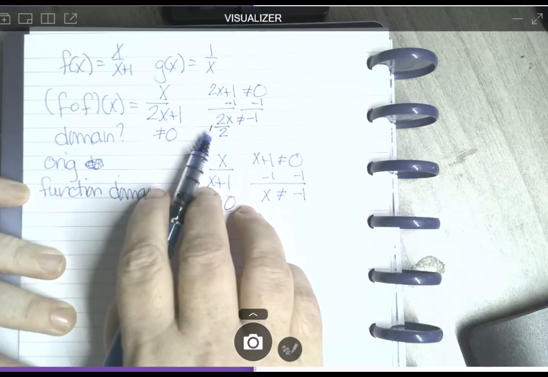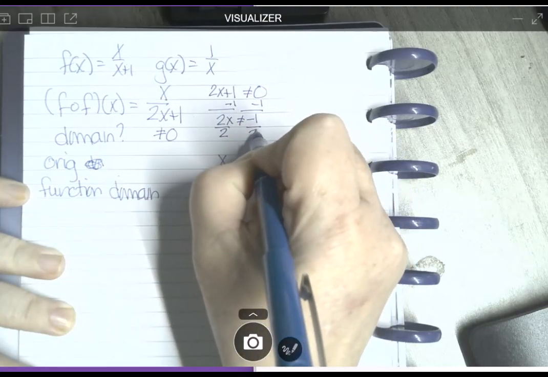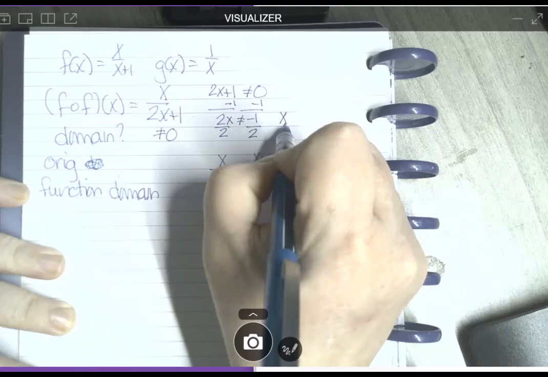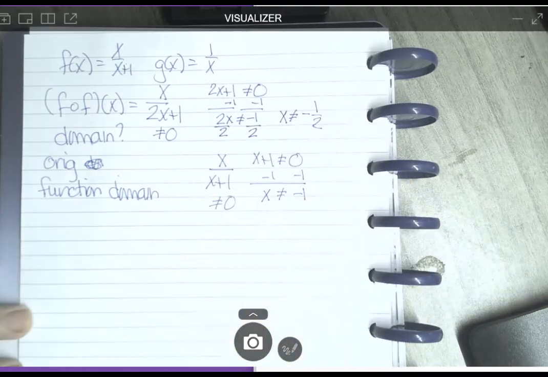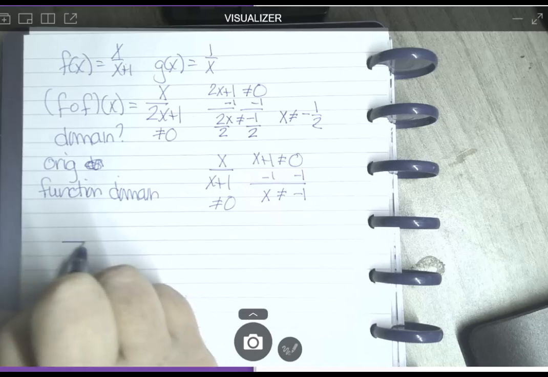So we are going to divide by whatever is hooked to the variable. And in this case, we have a 2. So we're going to divide by 2 on both sides. So x cannot equal negative 1/2. All right, we have all the restraints.